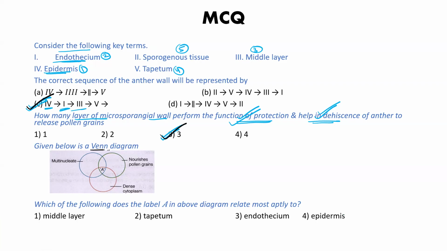Now this is the Venn diagram given to you. It is multinucleate. It nourishes. It is having dense cytoplasm. So what is this? This is your tapetum, because you know the word nourishment is given for the tapetum. The answer is tapetum. So I hope in this video, the anther wall, all the topics in detail might be clear to you. This video might be helpful for you.